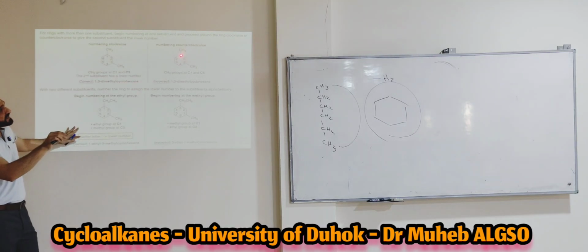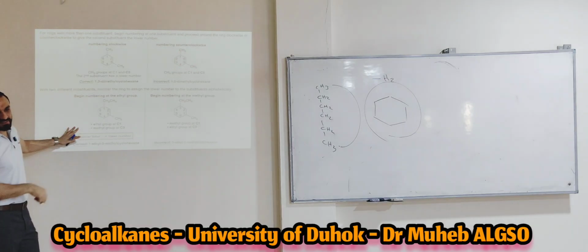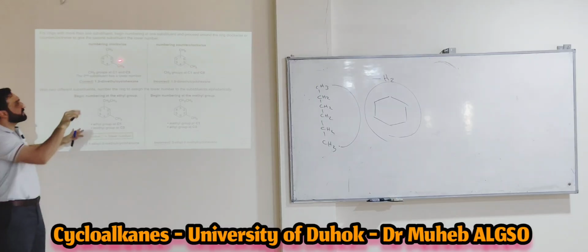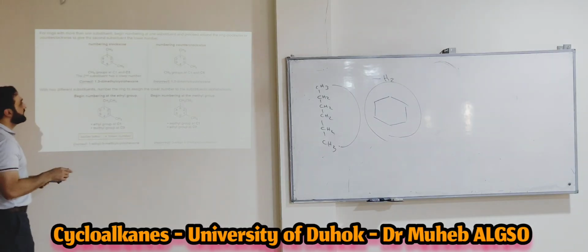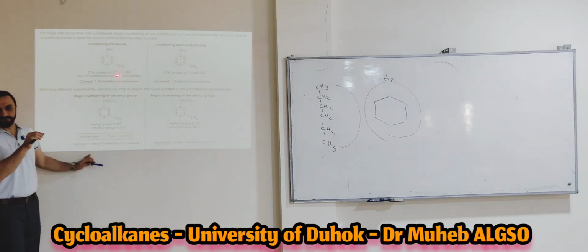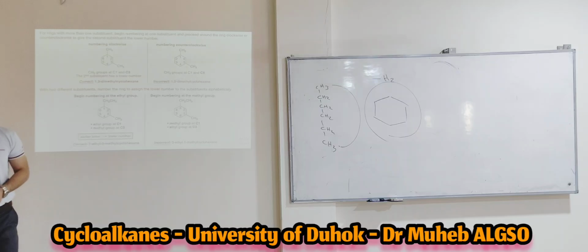If you go the other way, 1, 2, 3, 4, it will be 1, 5. Look, the second substituent takes number 5. It is not the lower number. This is the best one, because the second substituent takes the lower number. Is it clear for you? Do you have a question?